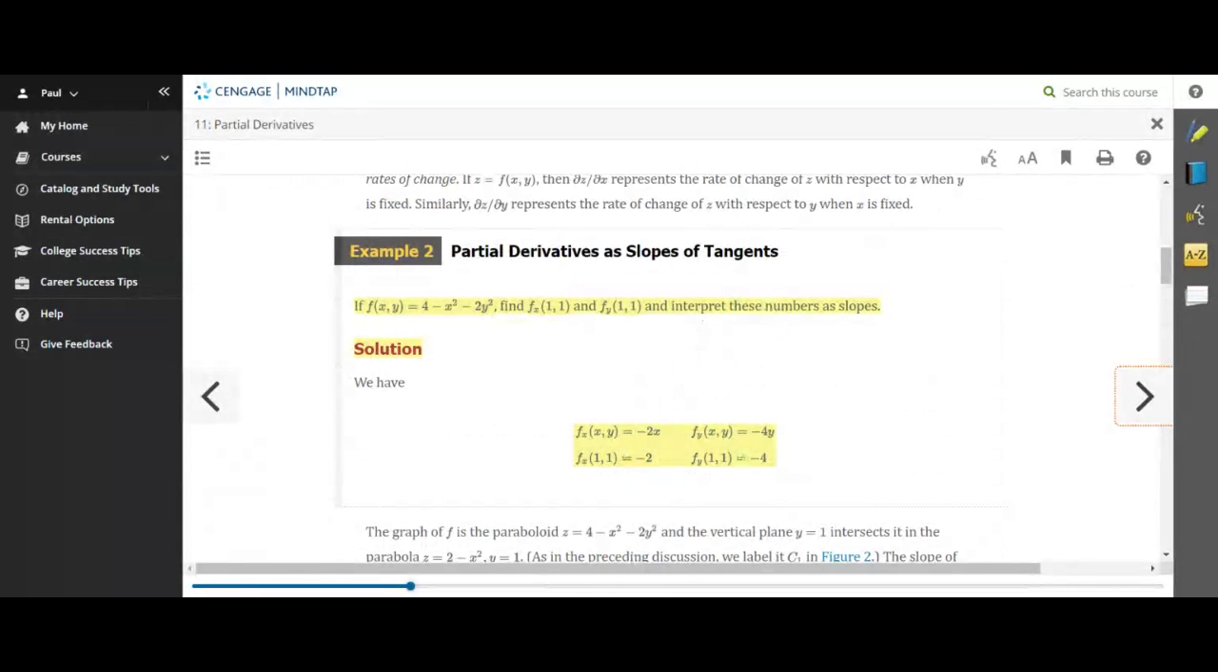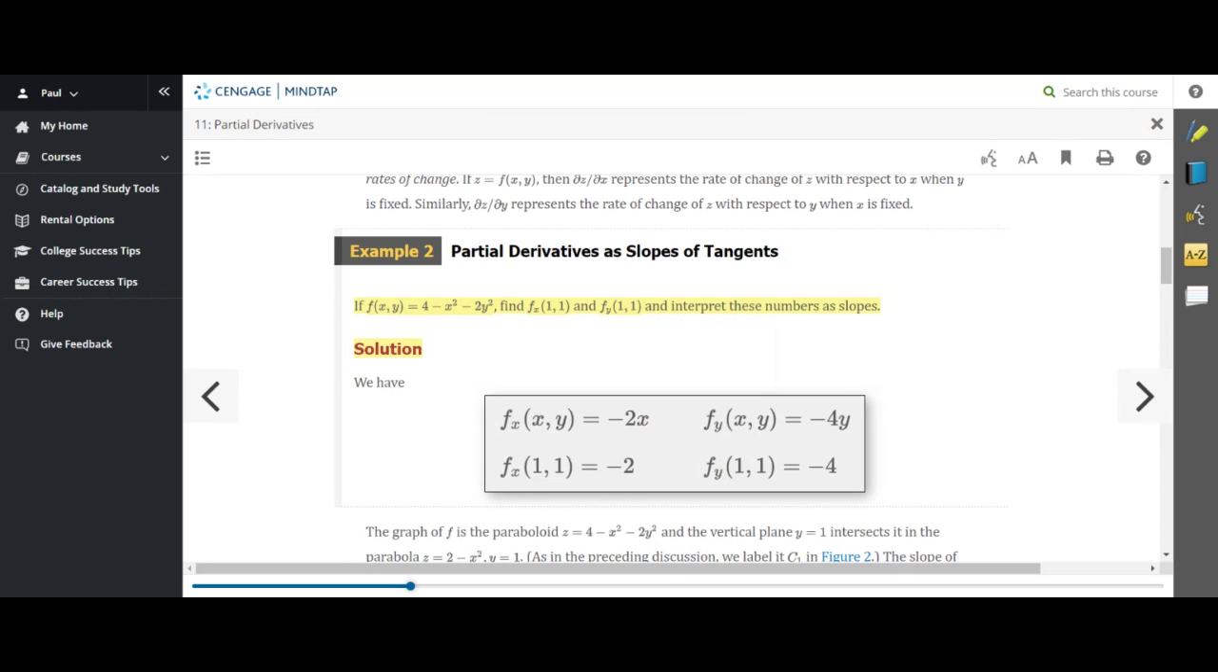In example 2, they give you a function, which is a paraboloid opening downwards, with its highest point at z equals 4. They want you to compute the two partial derivatives at the point (1, 1) and interpret the numbers as slopes. The values of these partial derivatives are given here.